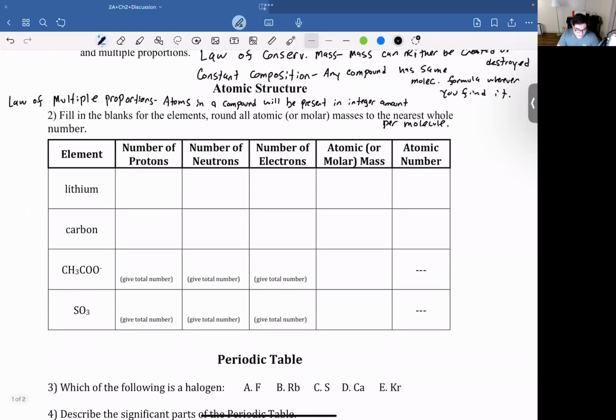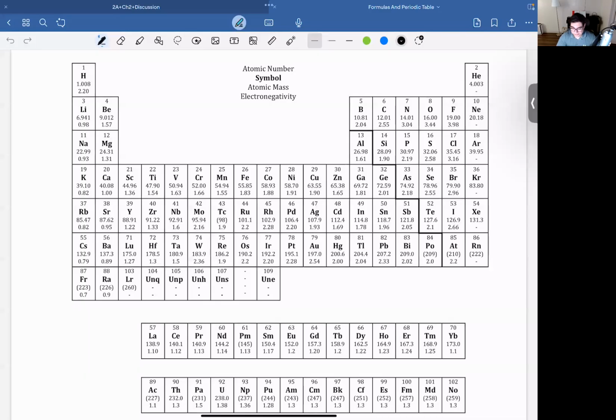All right, so number 2, it says fill in the blanks for the elements. Round all atomic masses to the nearest whole number. Element of lithium. So how do you do this? Well, first thing you need is a periodic table. So here's our periodic table. We're going to look for lithium since we are talking about lithium.